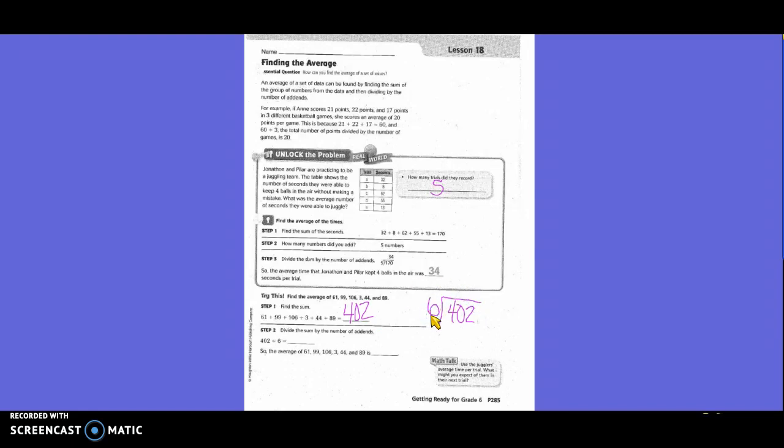How many times does 6 go into 40? 6. Minus 36. And then 4, and bring down the 2. 6 into 42 is 7. 7 times 6 is 42, and do I have anything left over? No. So the average of 61, 99, 106, 3, 44, and 89 is 67.